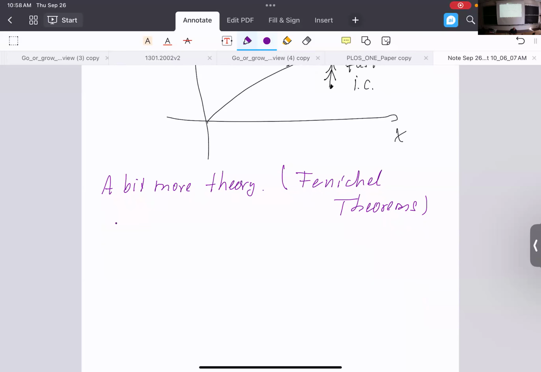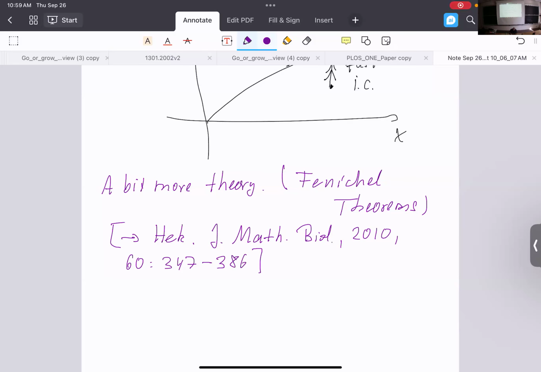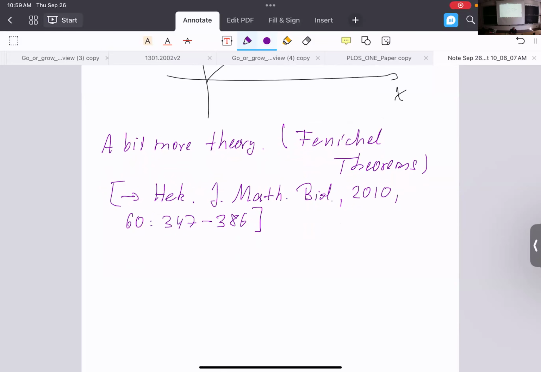So there is a wonderful text. And Sumaira, if you can find this and put it on the website, that would be lovely. By Hek, Journal of Mathematical Biology, which is called Geometric Singular Perturbation Theory in Biology from 2010, volume 60, pages 347 to 386, where this method is summarized on a more general level.